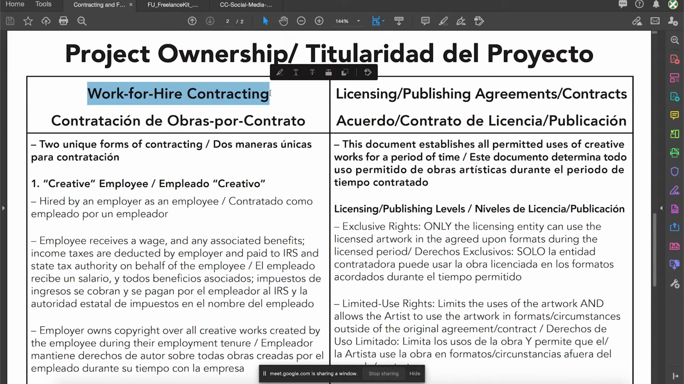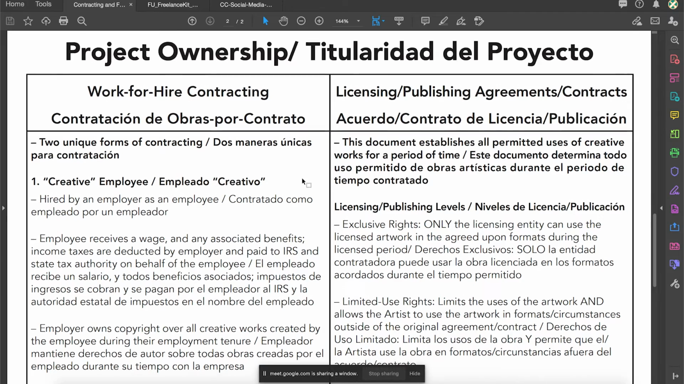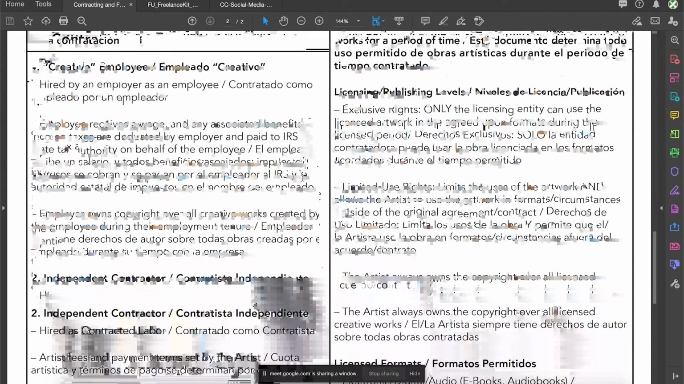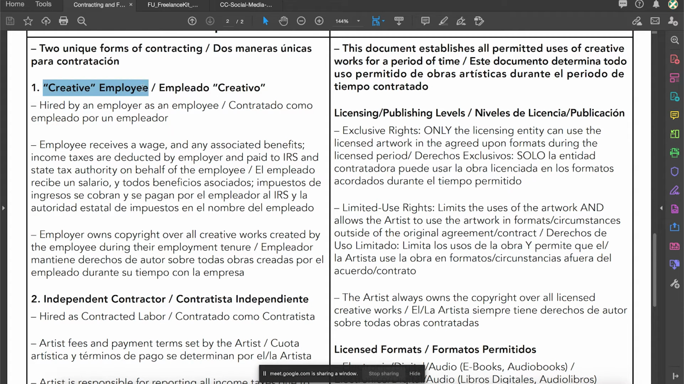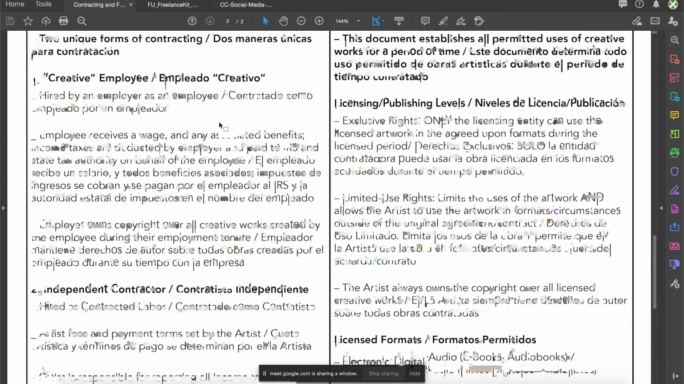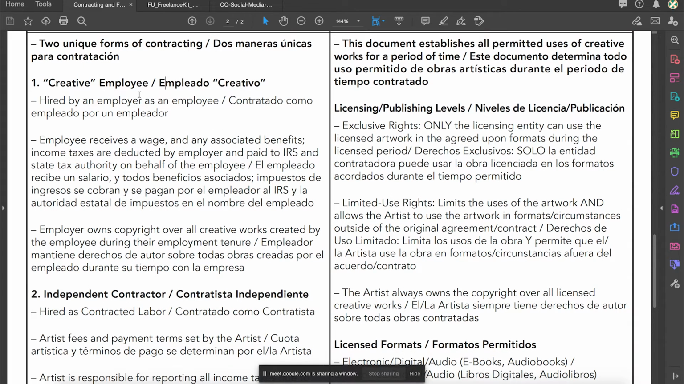Work for hire is basically a way of saying that anything that you create while you are hired to do the job can fall under one of two categories. The first way of getting contracted to do work is to simply be hired by an employer, which makes you a creative employee. As a creative employee, say of a graphic design firm, you're hired by them as an employee, and you get all of the benefits of being an employee.